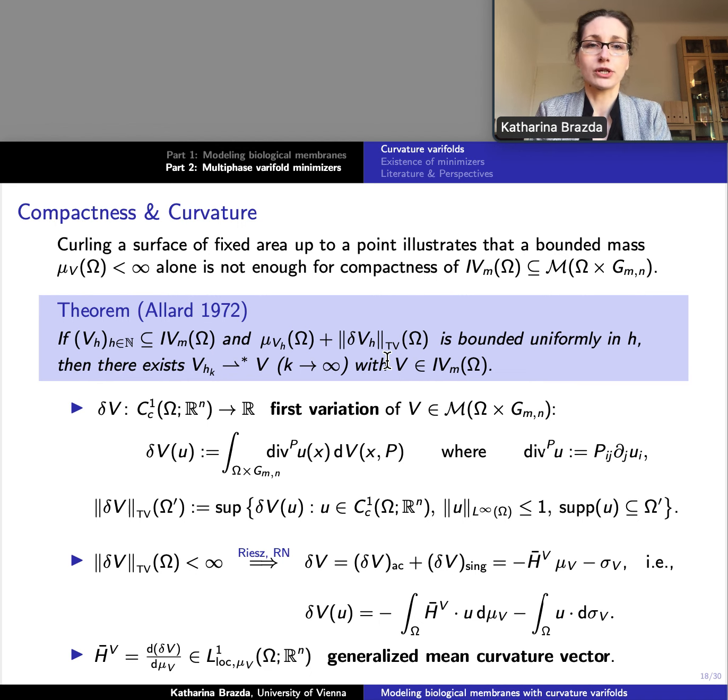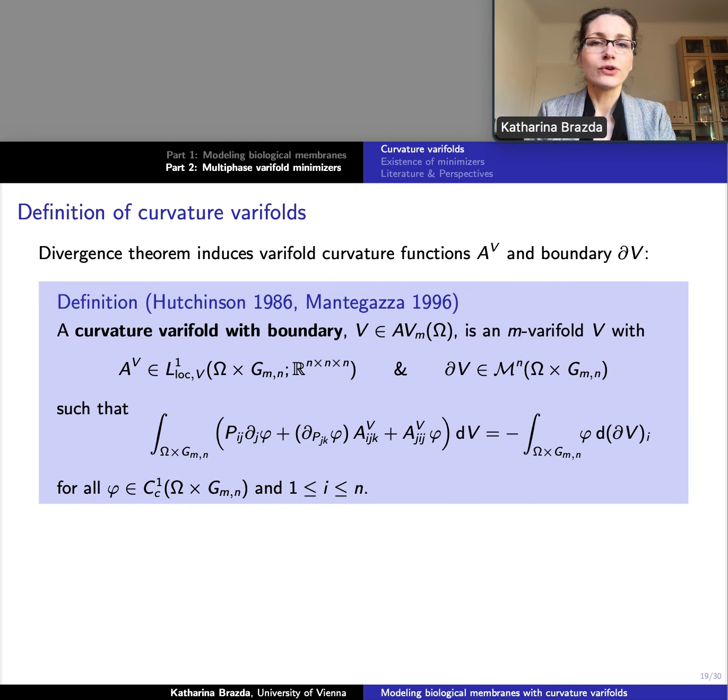Yet Allard's mean curvature vector is not enough in order to formulate geometric variational problems involving more components of the second fundamental form, as in particular is the case for the Canham-Helfrich energy. For this, one needs the concept of curvature varifolds. These were first introduced by Hutchinson, and then later Mantegazza extended the definition to include surfaces with boundary.